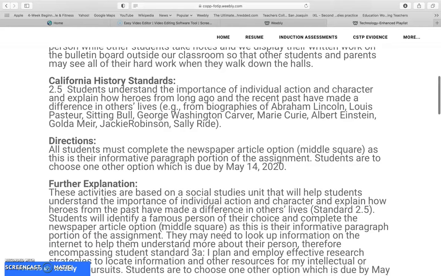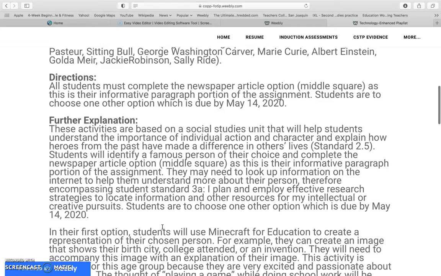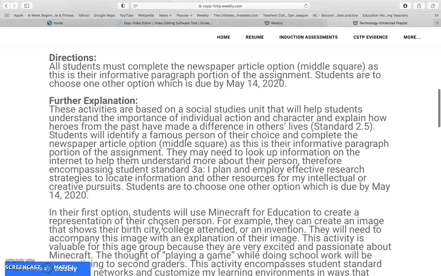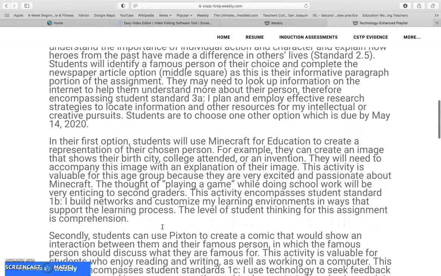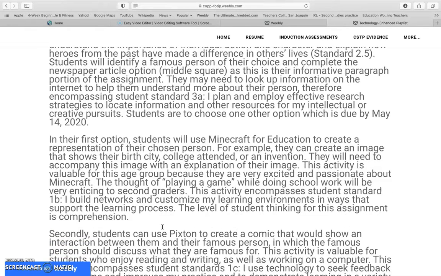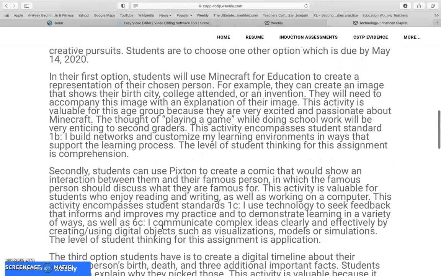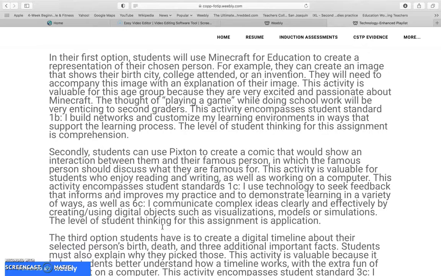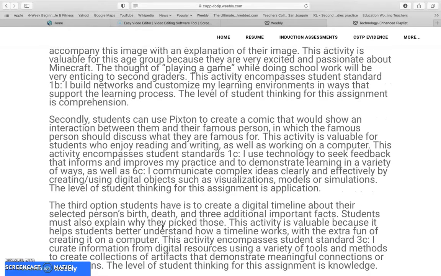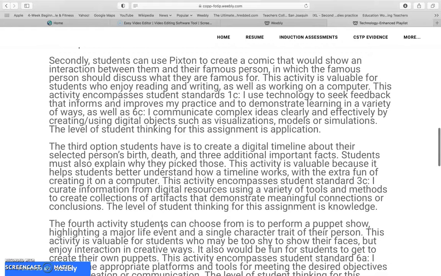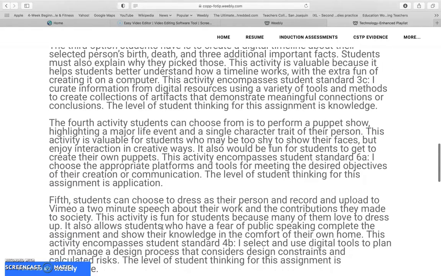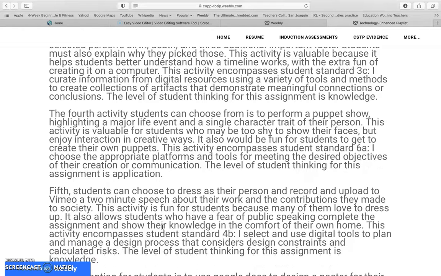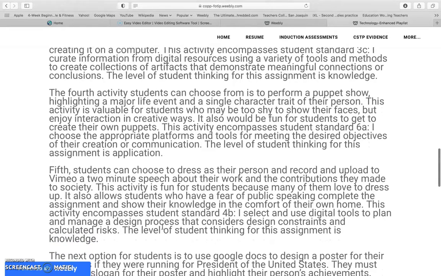But then I want to give students an opportunity to create some of their own personal things. So one of the things, the choice board that we came up with, was a Minecraft for education. And they could create something that represented their birth city, the college they attended, an invention. Students could use Pixton to create a comic that would show interaction between them and the famous person. Option number 3 was a digital timeline. Number 4 was a puppet show. The 5th was they could dress like their person and record and upload a Vimeo and a speech.